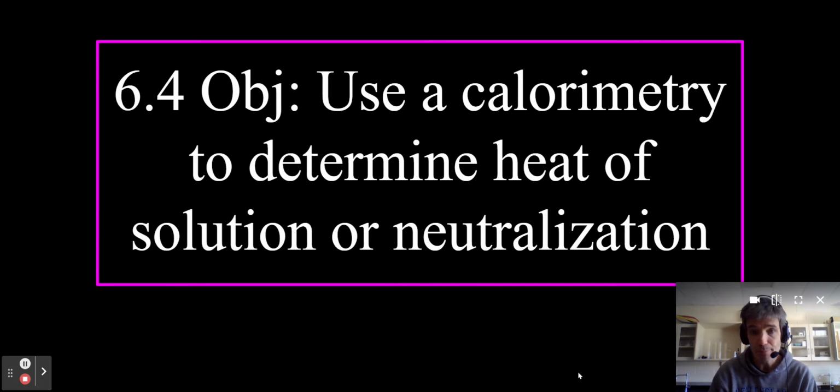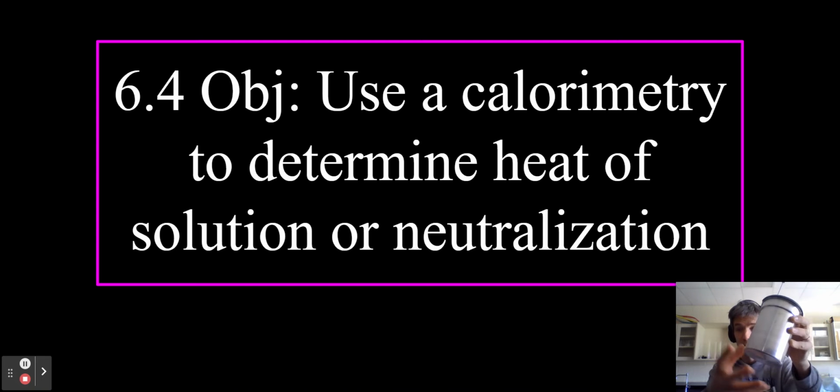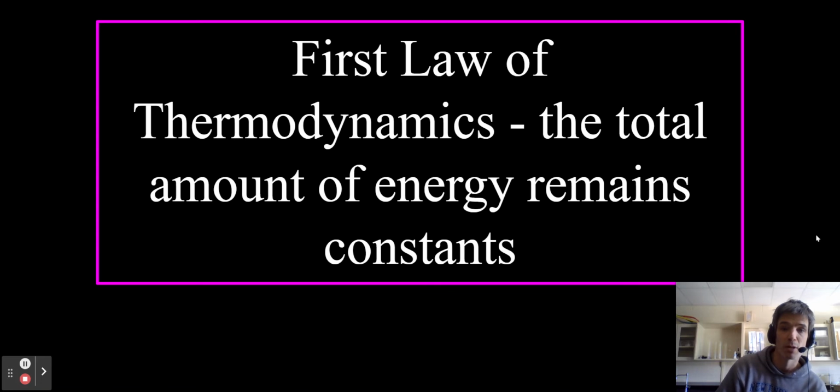Neutralization is when, and the one we're going to probably see most often, is acids and bases. Here's our objective. We want to use calorimetry, which is done in a device where you can't really see the chamber, where energy released or absorbed is measured to determine how much is gained. That's our objective.